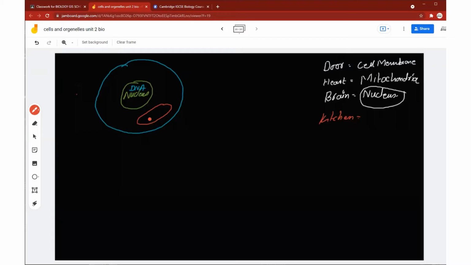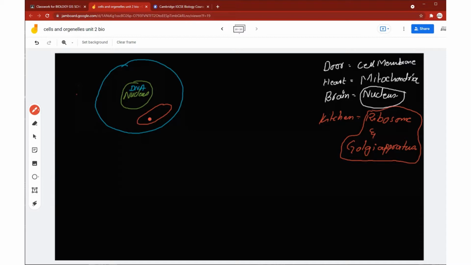Okay, see here. Remember, the kitchen of the cell is two things: ribosome and Golgi apparatus. These two organelles are, you could say, a kitchen. Why? Because they make proteins for the cell. But the thing is, they don't know the recipe. The recipe is inside the nucleus. So the nucleus will help them to make protein. Make sense now?